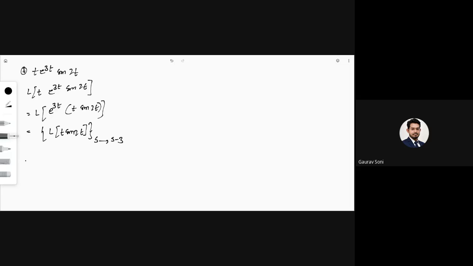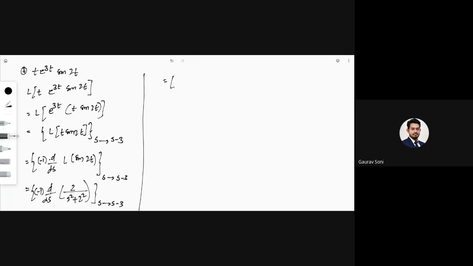So now, Laplace of t into sine 2t: we have seen that multiplication is related to the derivative. So t into sine 2t gives minus 1 d by ds, and I have to take the Laplace of sine of 2t. s will be replaced by s minus 3. Now minus 1 d by ds, we know that Laplace of sine of 2t is 2 upon s square plus 2 square. Then s replaced by s minus 3.